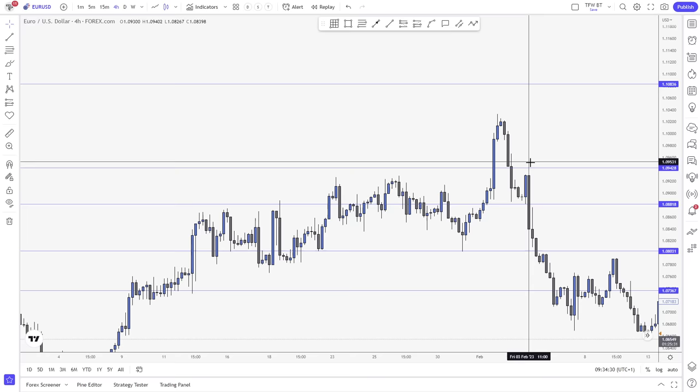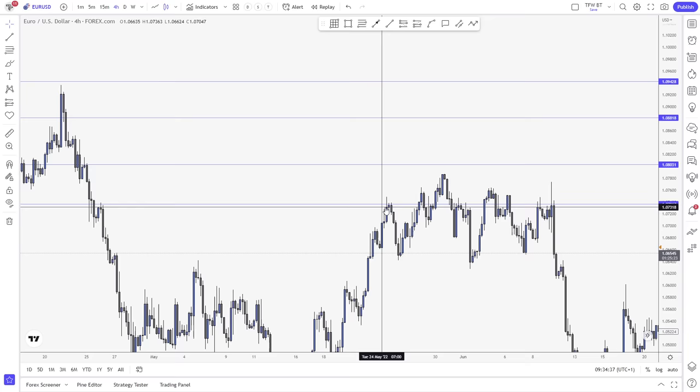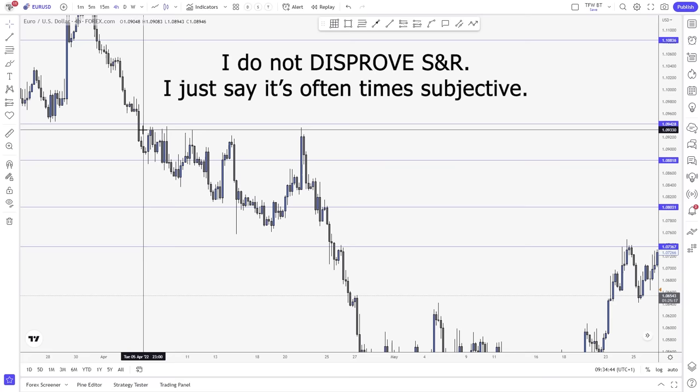I can go on the left where we don't have much data, but you can see in the past right here, look at this zone. The market tapped in, beautiful reaction. Wow, that's a powerful resistance level. Right there, look at how the market consolidates roughly around this level, right? So is this really subjective?